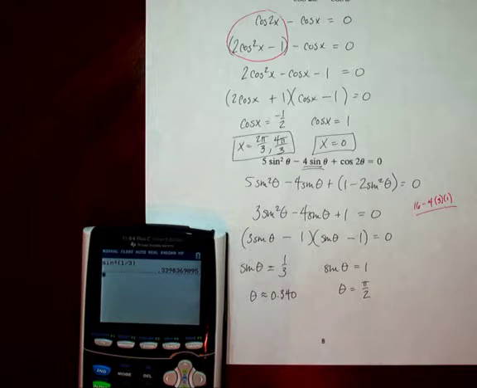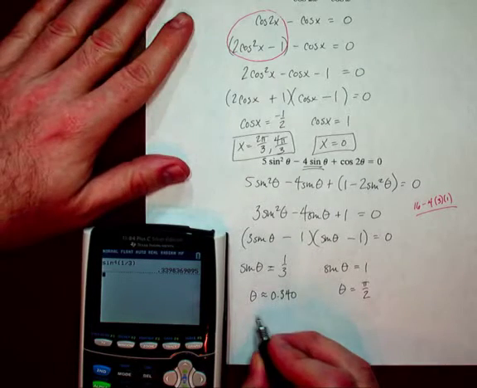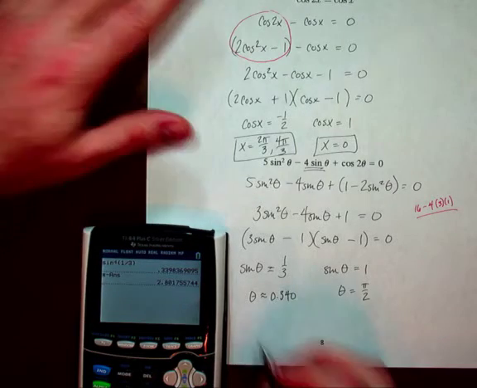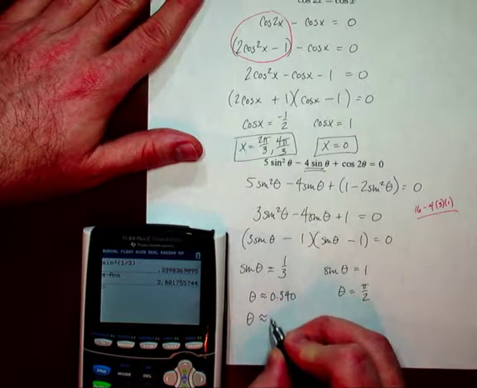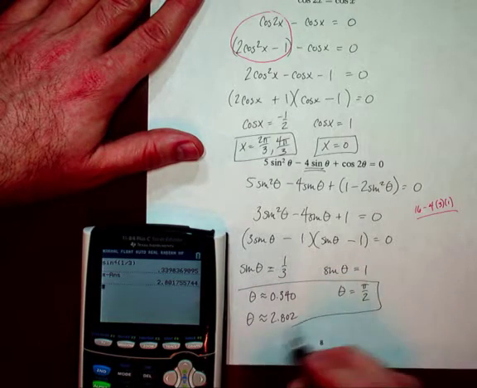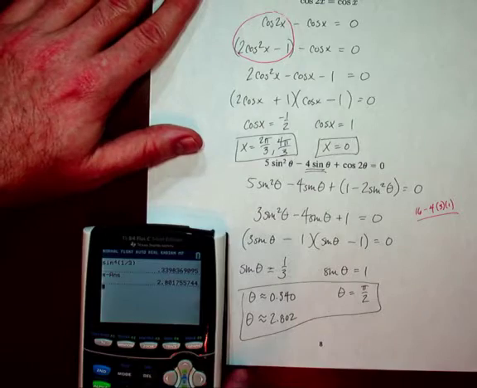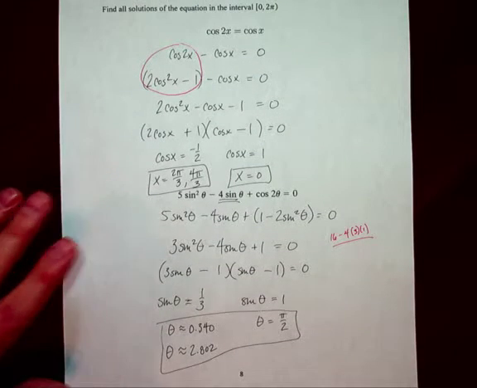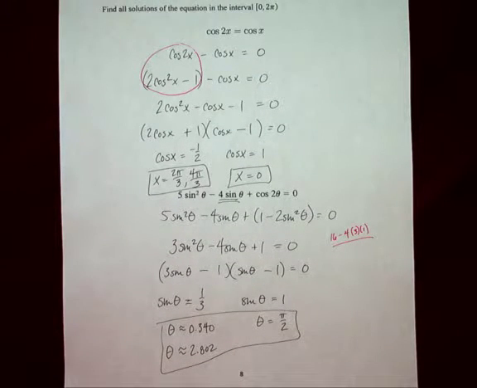It doesn't really matter. And then, of course, I need the supplement for this, which winds up being 2.802. So those are my 3 values, which are solutions for that trigonometric equation. Now, of course, one of them being a unit circle value, 2 of them being calculator generated.